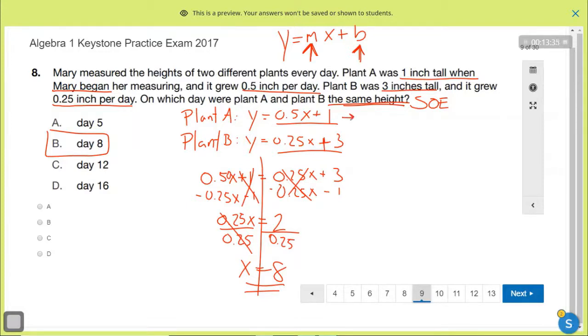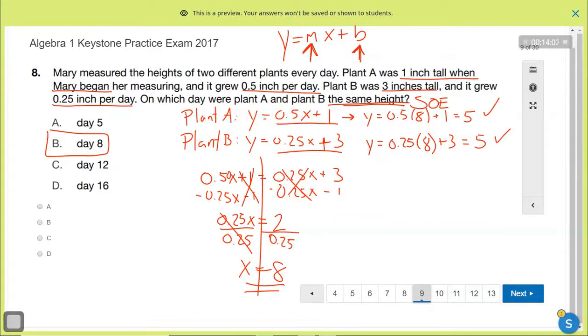I want to come back here and plug it in to make sure that I get the same y in each. And if I come back here and I go 0.5 times 8 plus 1, well, half of 8 is 4 plus 1 is 5. Let me check it and make sure in the other equation I should get the exact same thing. All right. 1/4 of 8 is 2. 2 plus 3 is 5. Notice I got the same answer in each. That tells me that my answer is correct.